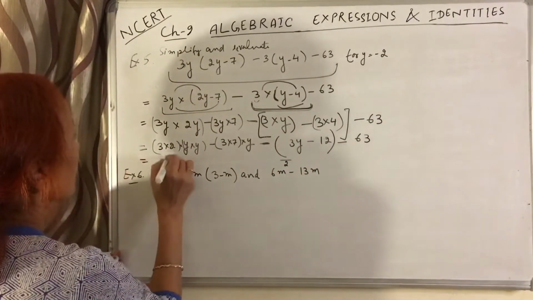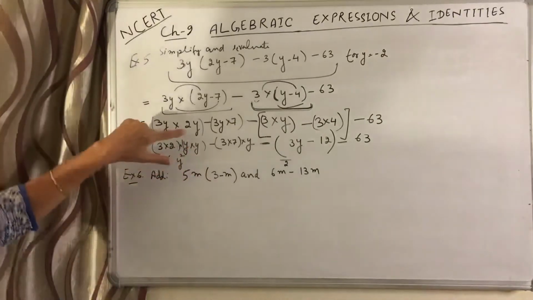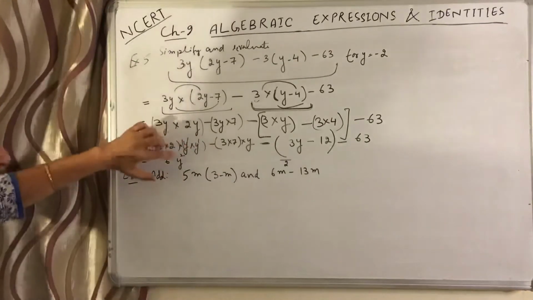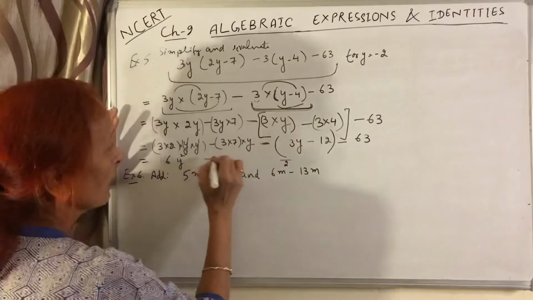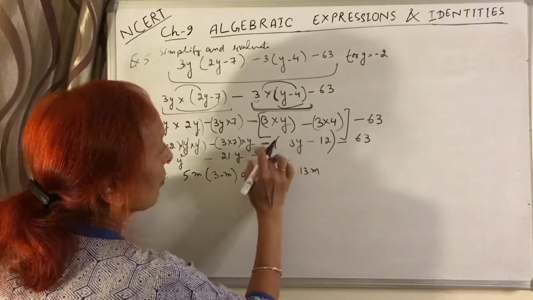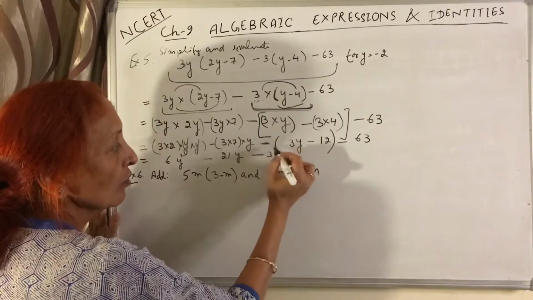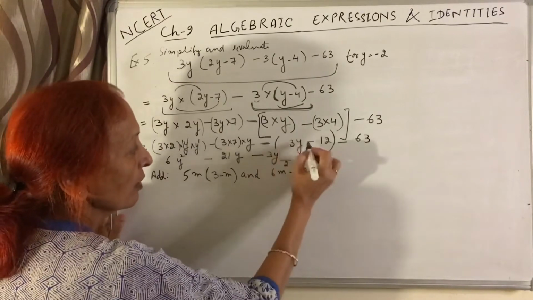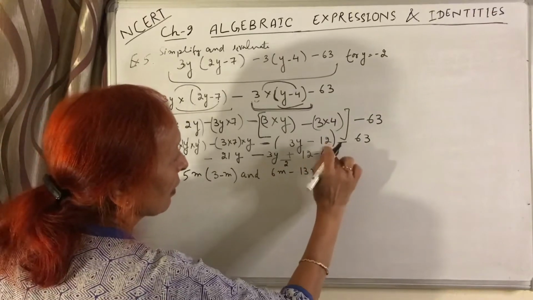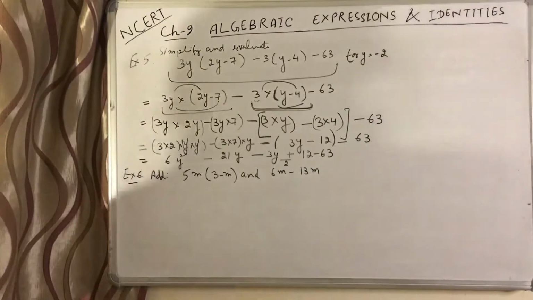This is equal to 6. y into y is y square. Here the y is the same way, the powers will be added. No power means it is 1 power, it is 1. So 1 plus 1, 2. Minus sign as it is, 3 into 7, 21y, minus 3y, because no sign means plus. So minus into plus, minus. Now this is minus, so minus into minus, plus. Plus 12 minus 63. Correct?